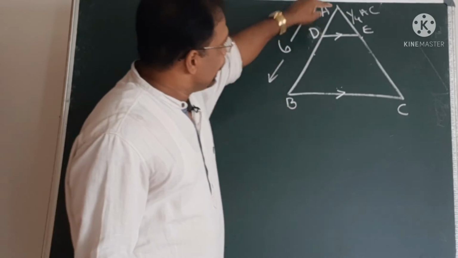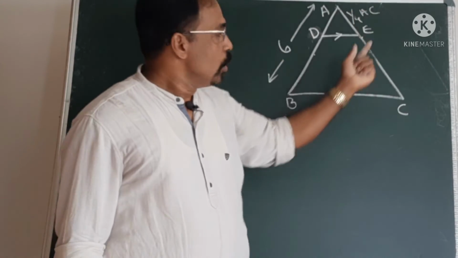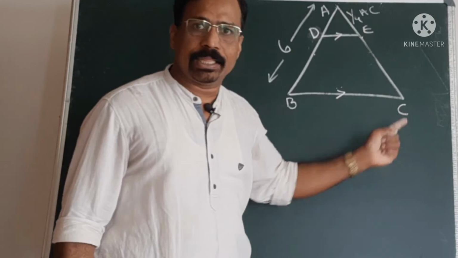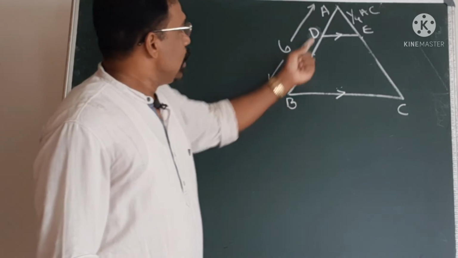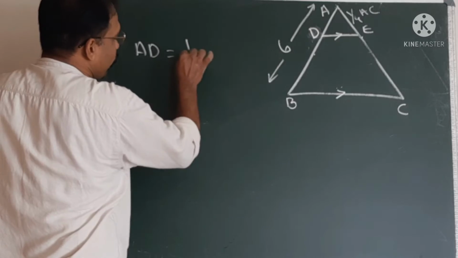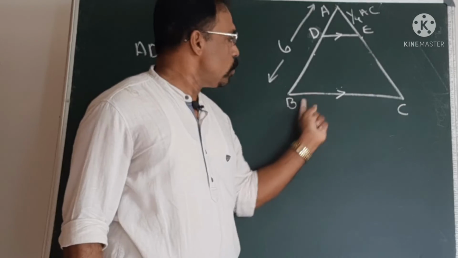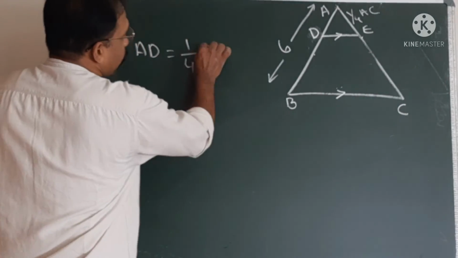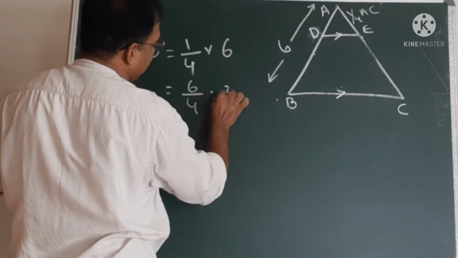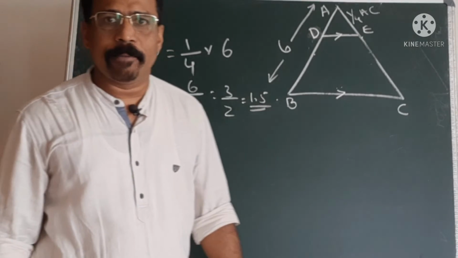So, we know that triangle ADE is similar to triangle ABC. So, this line is parallel. So, it is cutting both sides AB and AC proportionally. So, AD will also be 1 by 4th times of this AB, since it is parallel to BC. So, what is AB? That is 6. That is 6 by 4. That is 3 by 2. That is 1.5. So, the answer is 1.5.